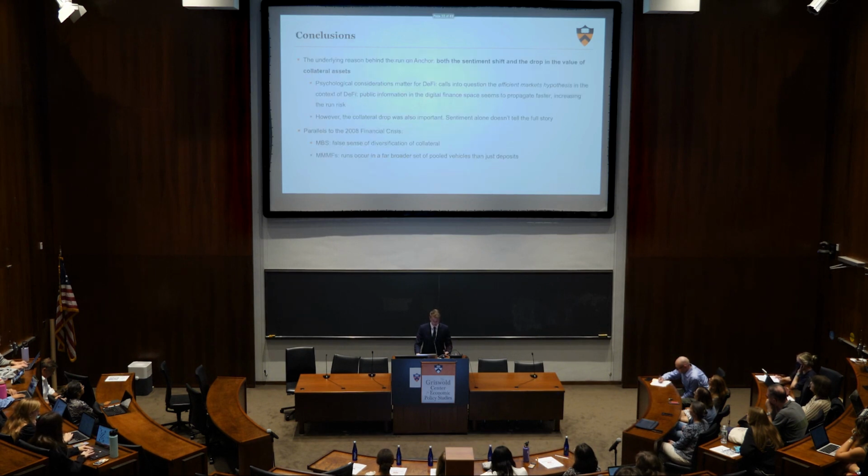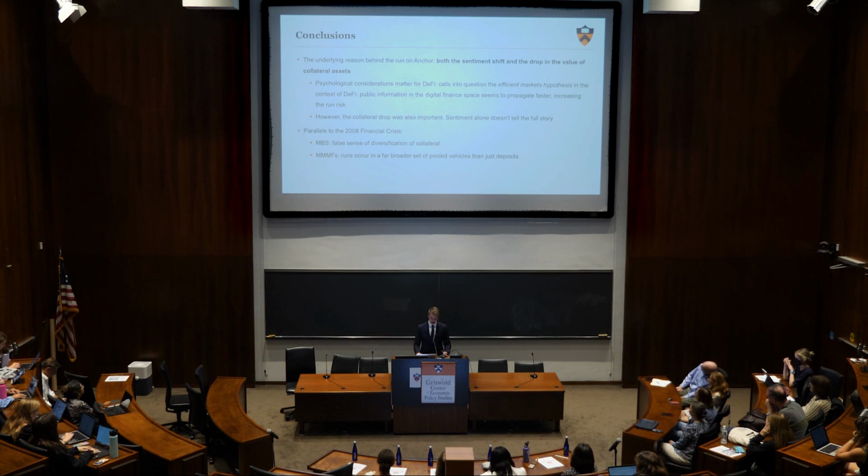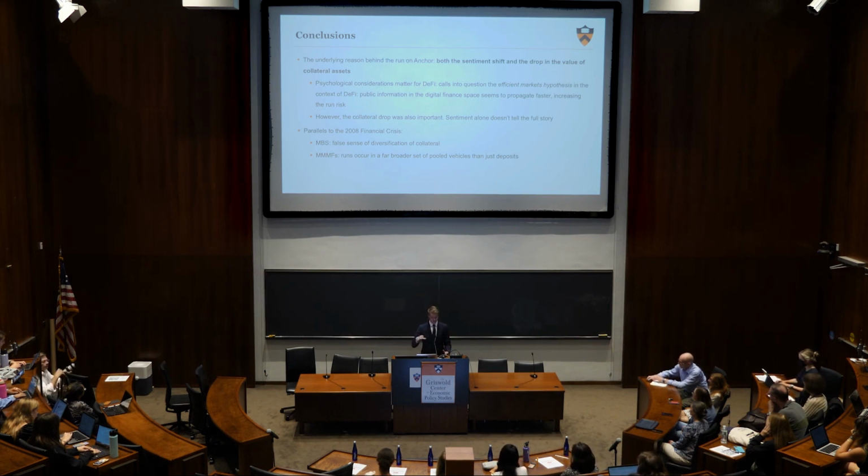So what's the conclusion from all of this, right? Based on the outcome of this regression, I've concluded that it was both the sentiment shift and the drop in the value of collateral assets that was significant in explaining the bank run on Anchor. And I think the most interesting takeaway from this research is that psychological considerations matter for decentralized finance. This really calls into question the efficient markets idea, right? Maybe in the context of crypto, there is something special. Maybe there is some data that's priced in that's not even public at all. Or there's some private data that's priced into the prices of the collateral.